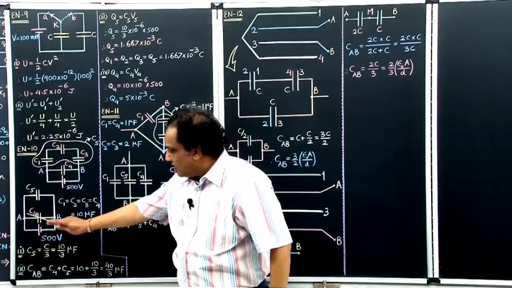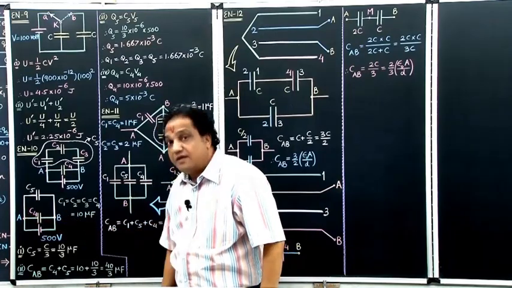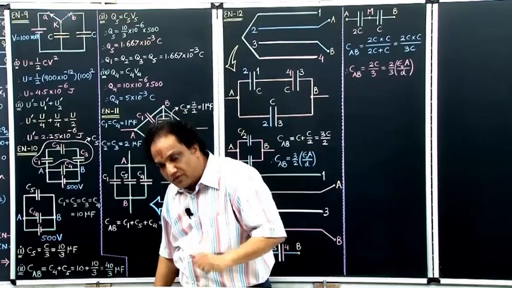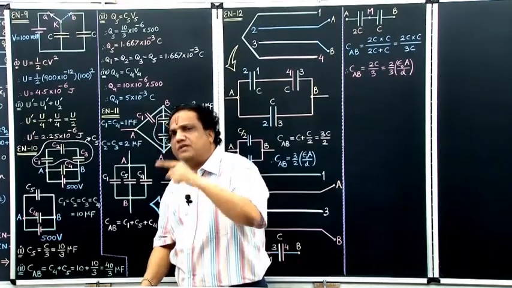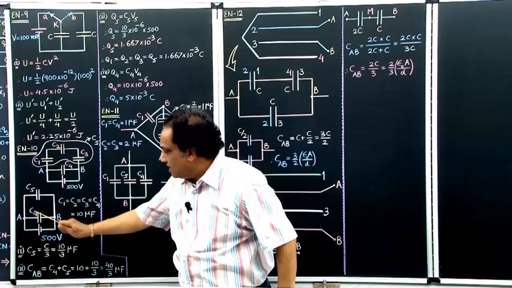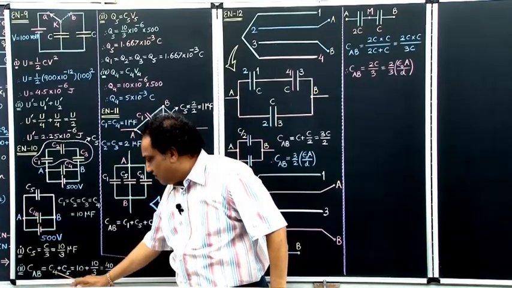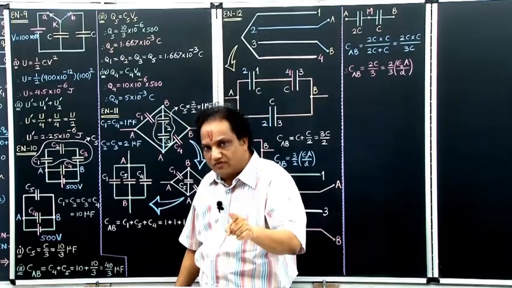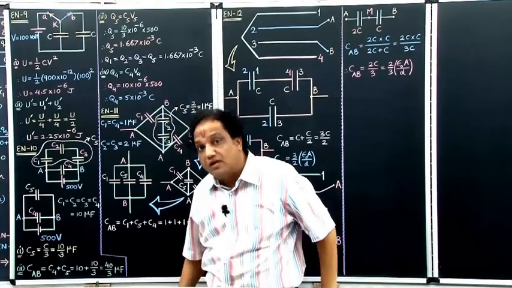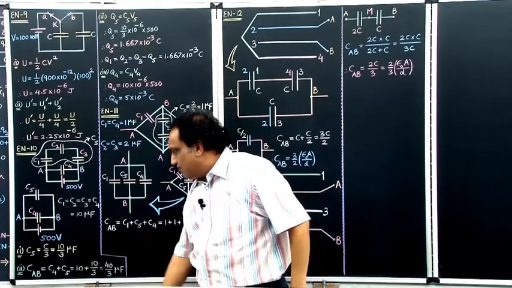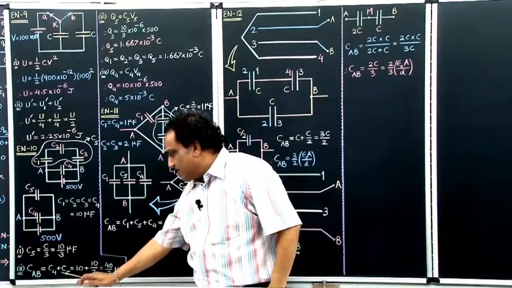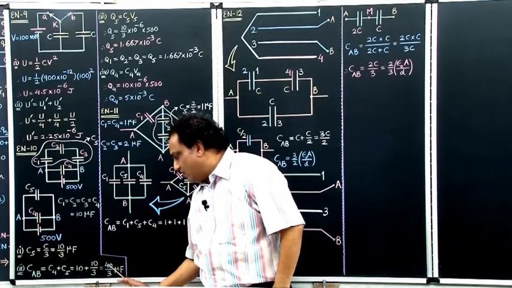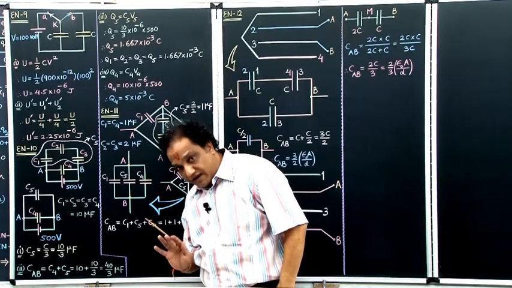And now tell me, what do you find between points A and B? Parallel connection of C4 and C5. Then what is equivalent? Simply summation of C4 and C5, that is C4 plus C5, correct? Equivalent capacitance in case of parallel connection of capacitors is simply addition of individual capacitances. Come on, C4 is 10 microfarad. C5 we have found out it is 10 by 3. 10 plus 10 by 3 comes out to be 40 by 3, that many microfarad.